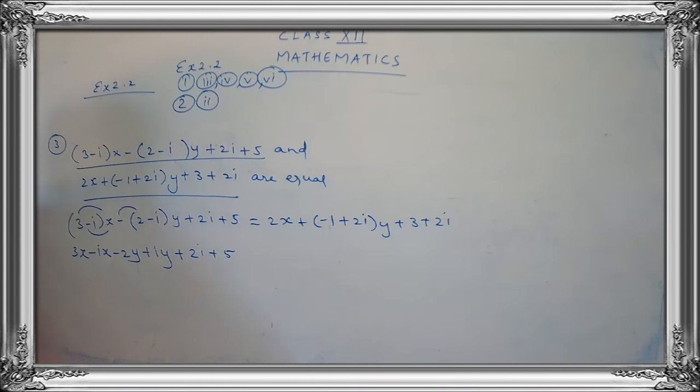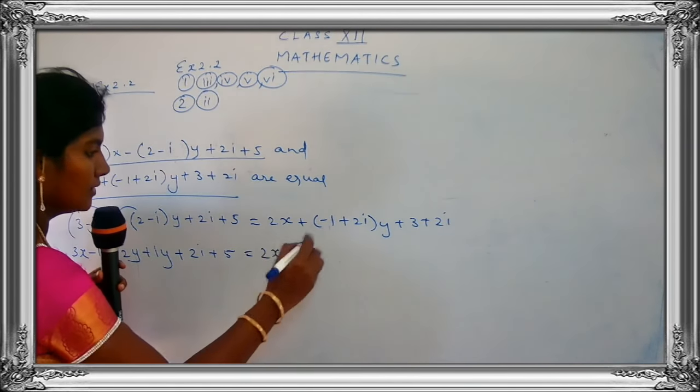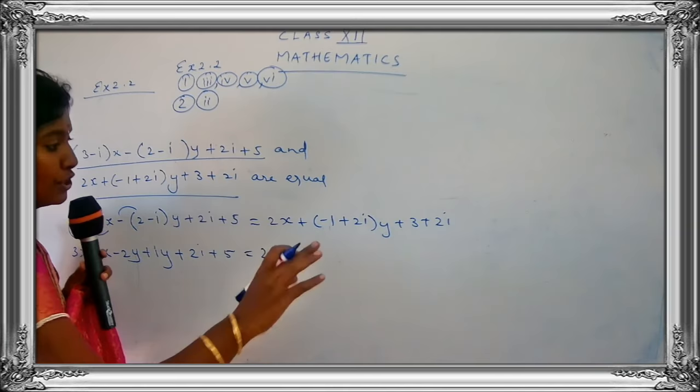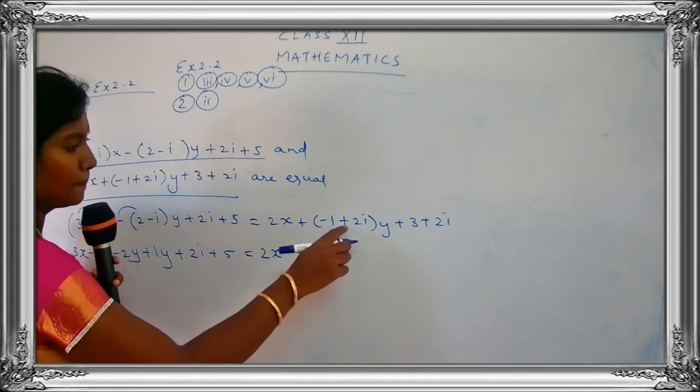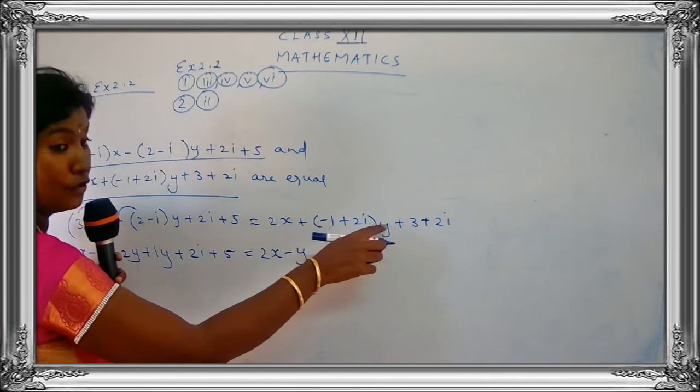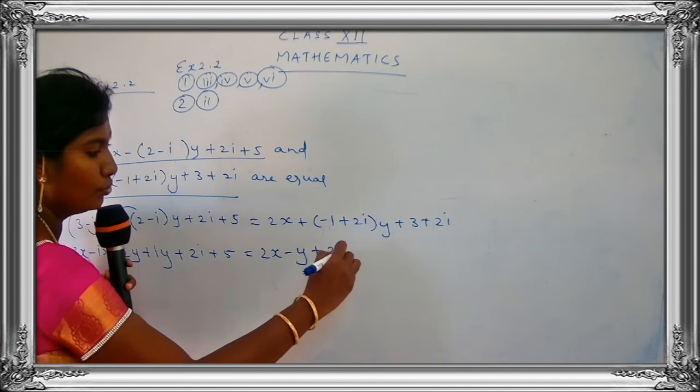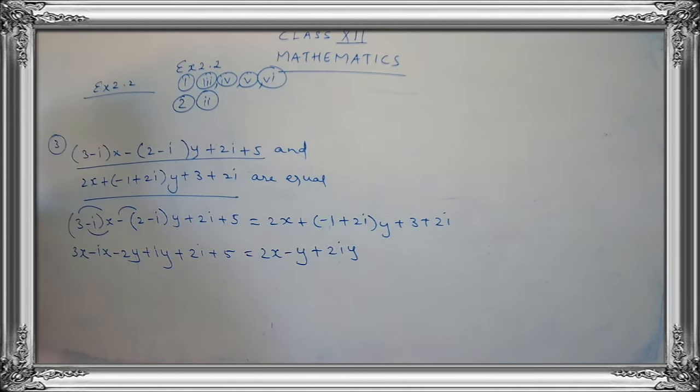Okay, come on. Let's open the bracket on the RHS part also. 2x. This is plus, so no need to worry about the sign. Minus 1 into y, minus y. Plus 2i into y, 2iy. Plus 3 plus 2i.